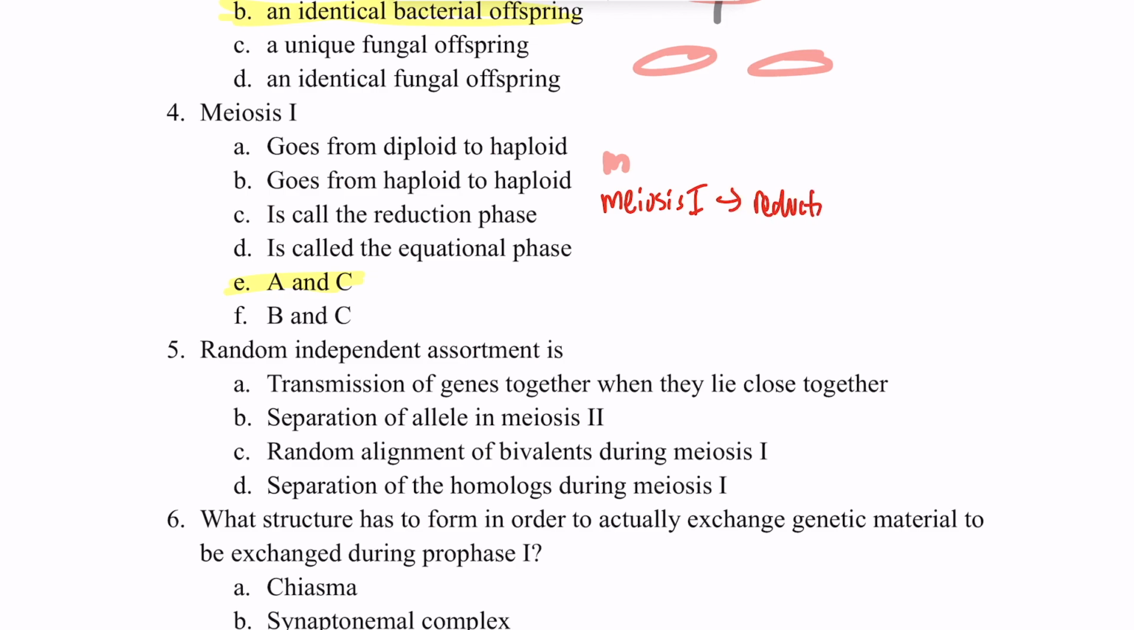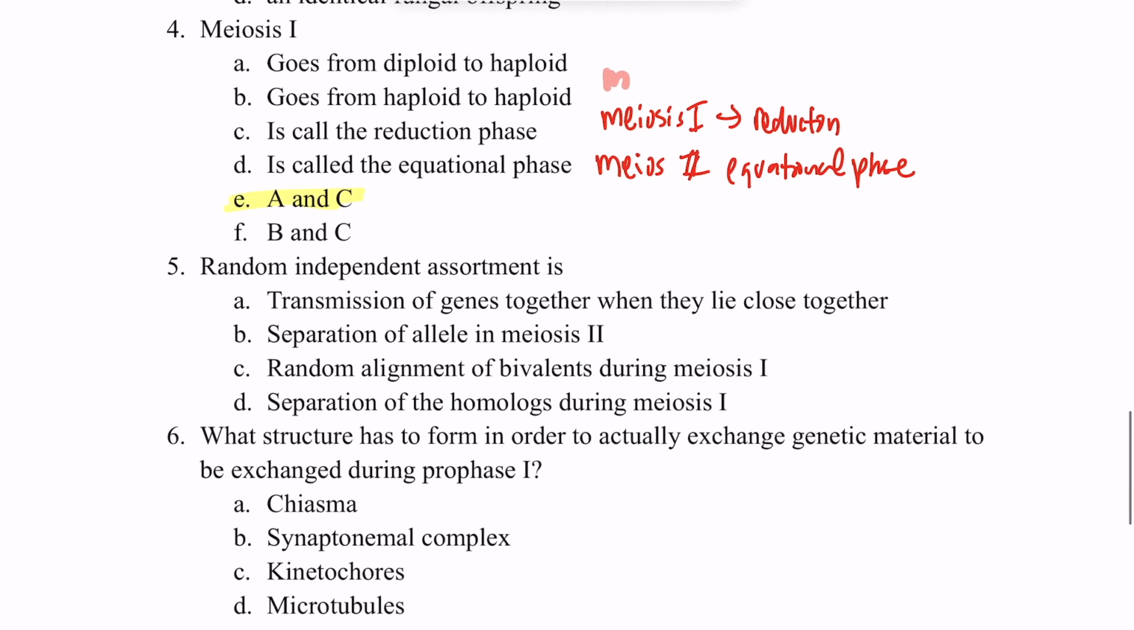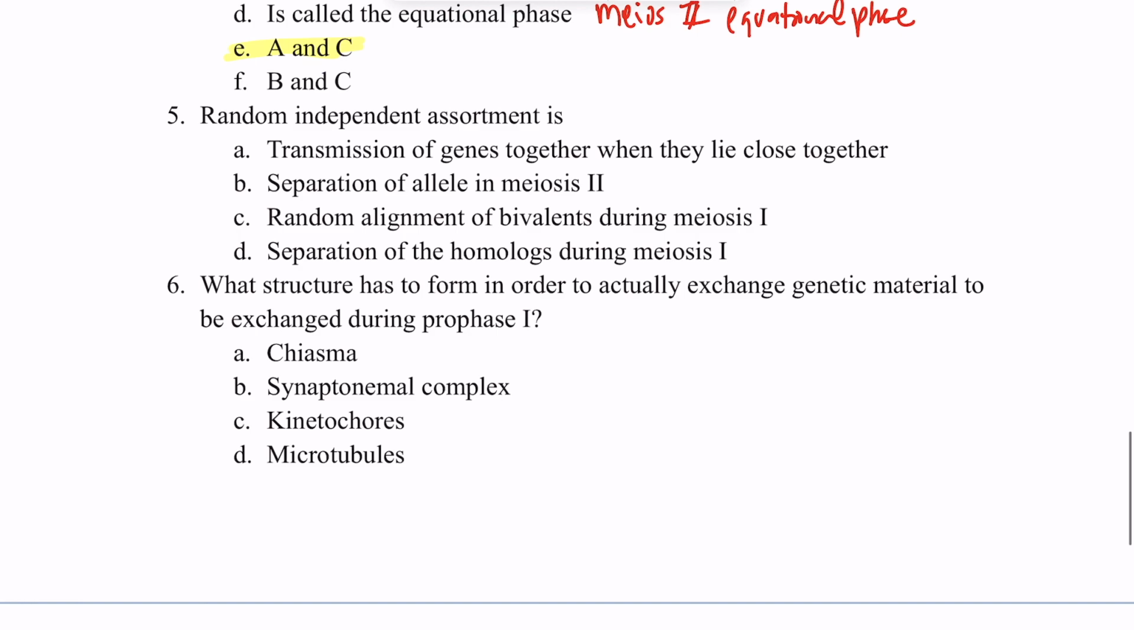And then meiosis 2 is our equational phase. Right? Highly, highly testable. Okay, number 5. Random independent assortment is... I'm going to put a big star next to this because this is also highly, highly testable.